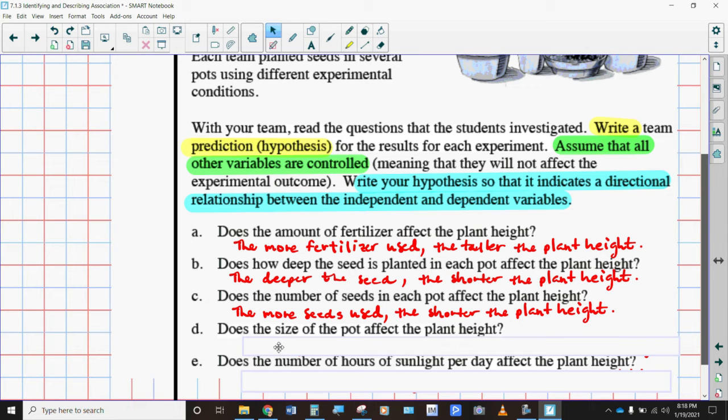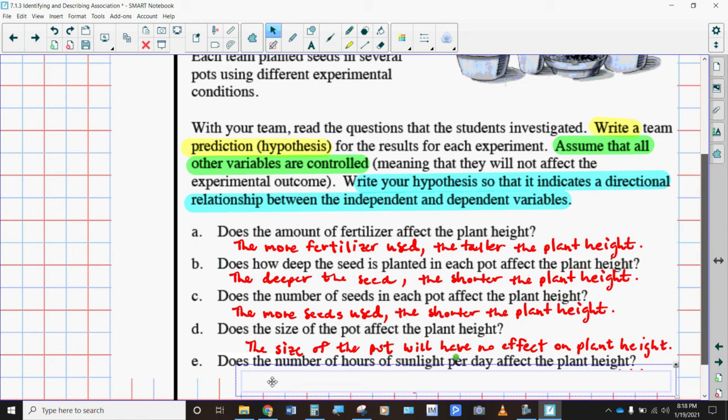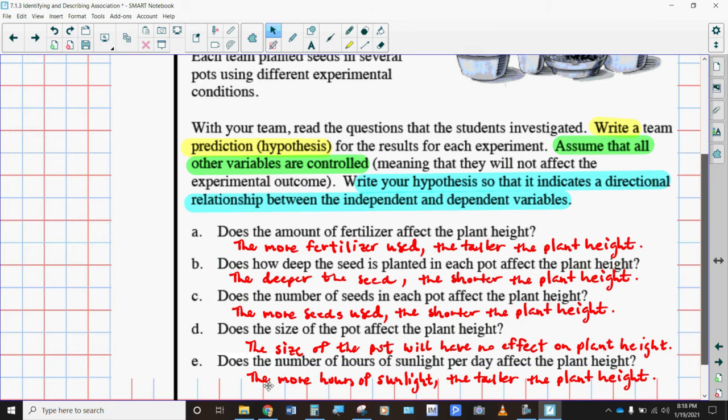D, does the size of the pot affect the plant height? I don't think that makes any difference. You can have a huge pot with one seed in there, or you could have a relatively small pot. I think in 3 weeks, it's not going to make much of a difference. I think in a year, it might make a difference, but in 3 weeks, no. And then does the number of hours of sunlight per day affect the plant height? I think that definitely is going to make the plant taller, right? The more sunlight you get, the more nutrients it gets from the sun, photosynthesis, it's going to grow a little bit more. So that's what I think is going to happen.